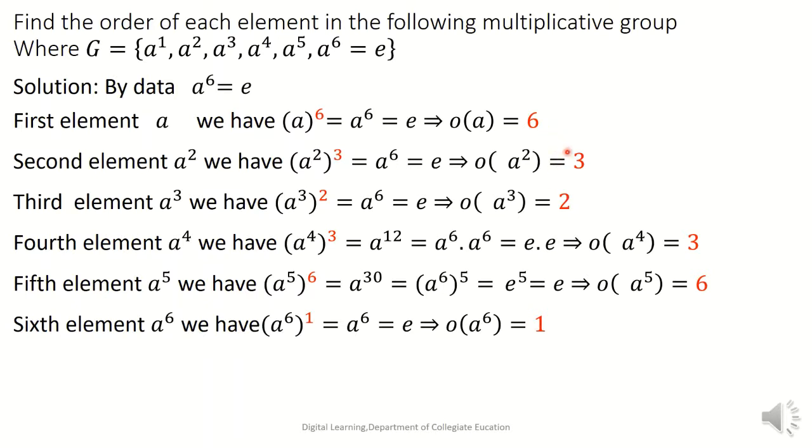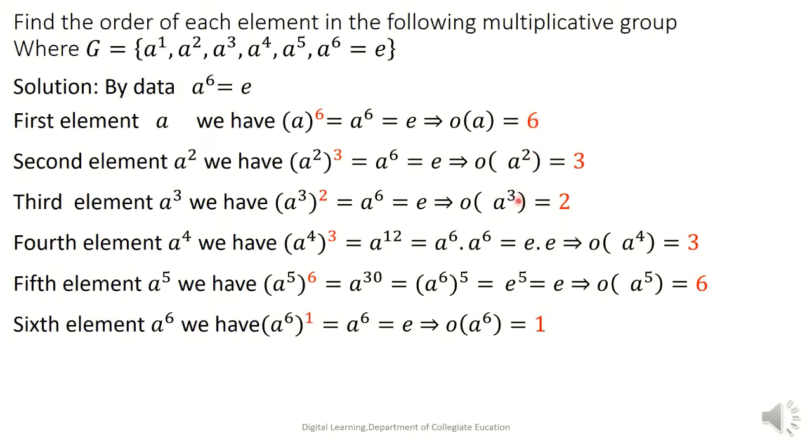From all these results, what we can say here is that the orders of the integral powers of A, that is, the order of A square, A cube, A to the power 4, A to the power 5, A to the power 6, are always less than or equal to the order of A. Here, see, the order of A is 6. The order of A square is 3, which is less than 6, isn't it? The order of A cube is 2. It is less than 6.